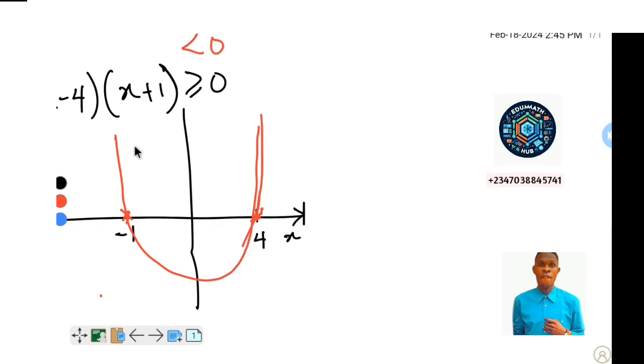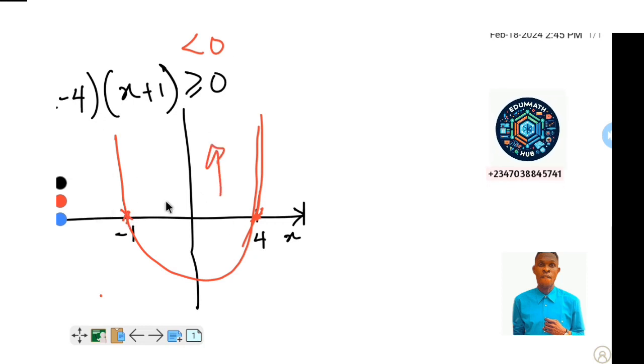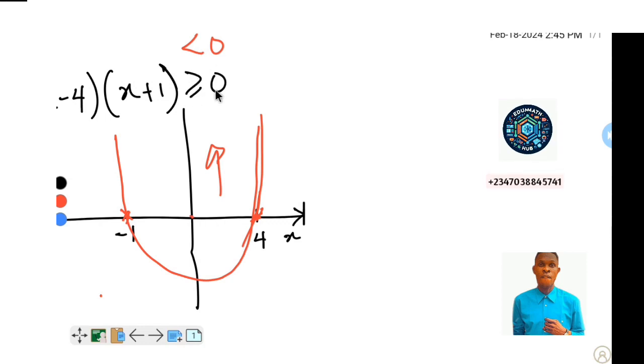But they're asking you for greater than 0. They're asking for the part of the graph that is above this line, above this axis. From here up, that's what they're asking. They're not asking you from here down. If it's from here down, then it will be less than 0. But what they ask is greater than 0. So it has to be from here up. Every value from here up.